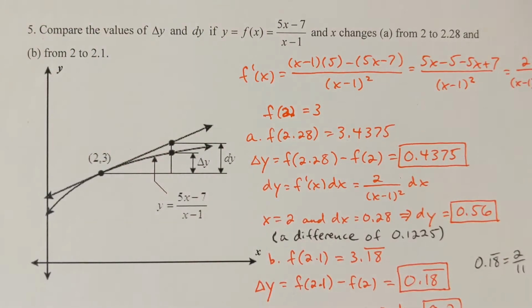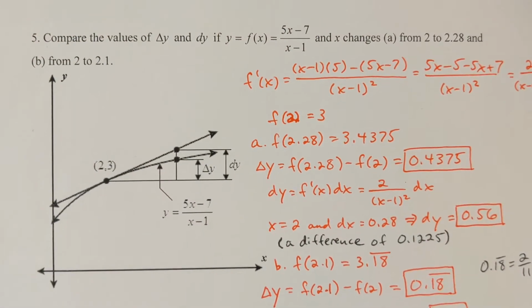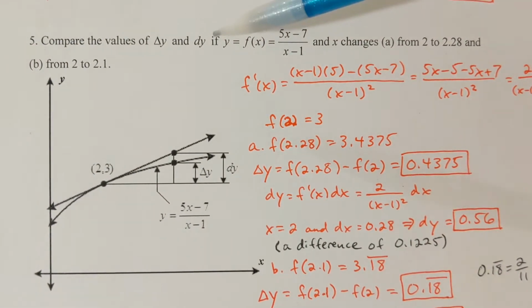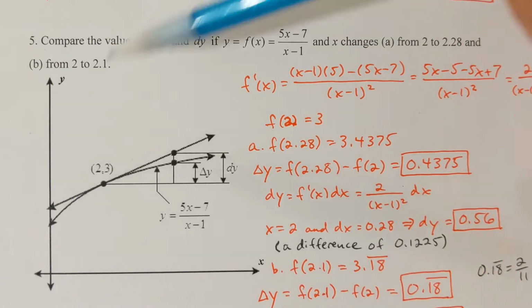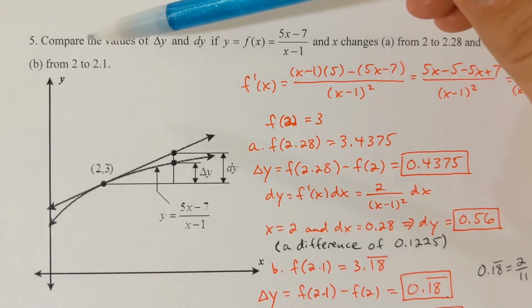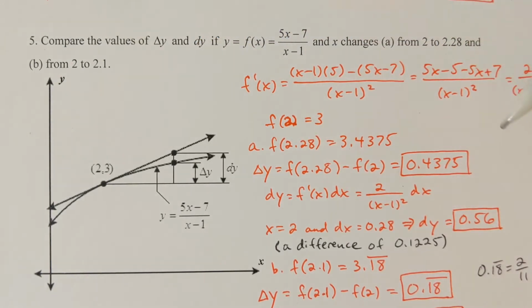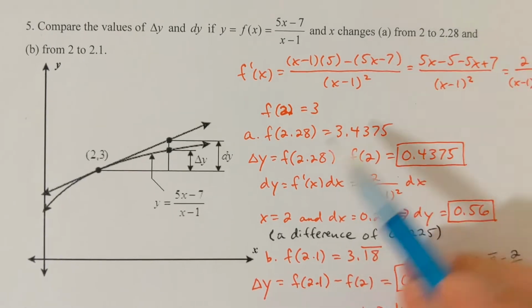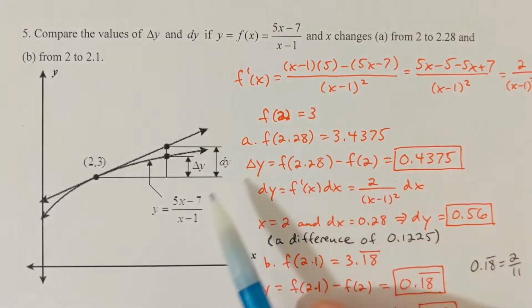So, okay. Problem 5, I want us to compare the values of delta y and dy if f of x equals 5x minus 7 divided by x minus 1. And x changes, in part A, from 2 to 2.28, and then in part B we're going to compare these as x is going from 2 to 2.1. Okay, so here's a picture of the graph of this function.